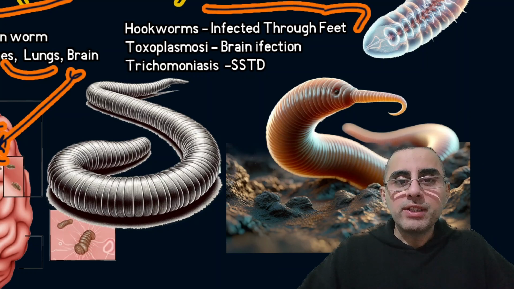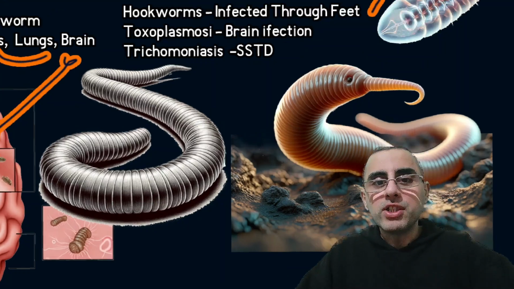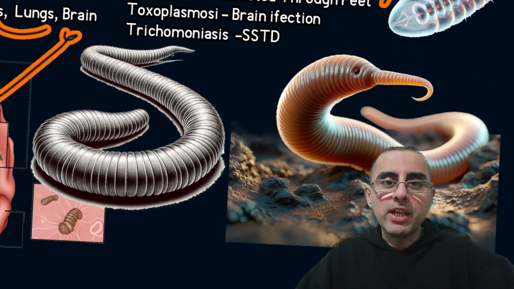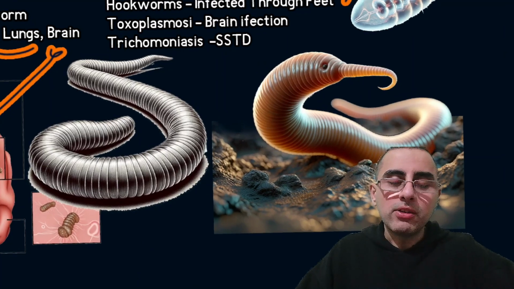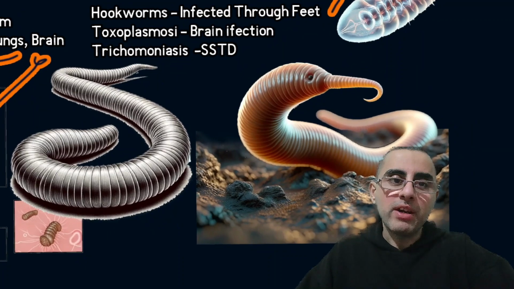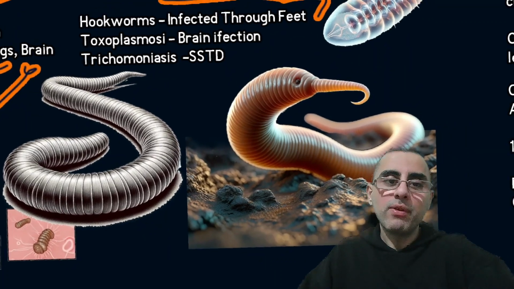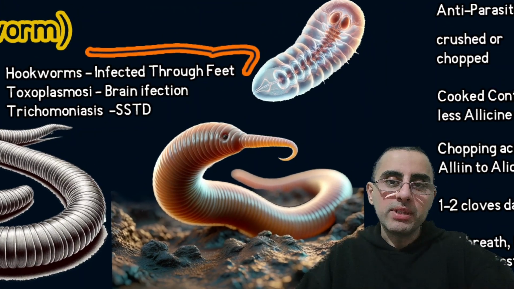Also, there are different types of parasites, like Toxoplasmosis, for example, which can infect the brain and which can increase the risk of dementia and Alzheimer's disease. And Toxoplasmosis is spread via cats, which are hosts of these parasites. And Trichomoniasis, for example, is another example which causes a sexually transmitted disease.